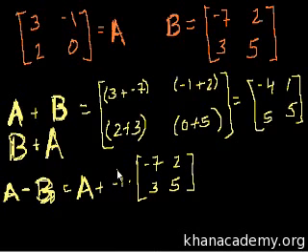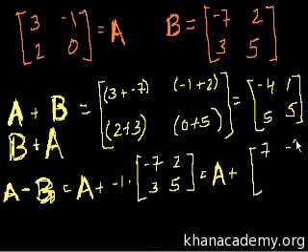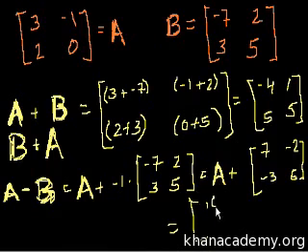And when you multiply a scalar, when you just multiply a number times a matrix, you just multiply that number times every one of its elements. So that equals matrix A plus the matrix. We just multiply this -1 times every element in here. So 7, -2, -3, and 5. And then we could do what we did up there, and we know what A is. So 3 plus 7 is 10. -1 plus -2 is -3. 2 plus -3 is -1. And 0 plus 5 is 5.